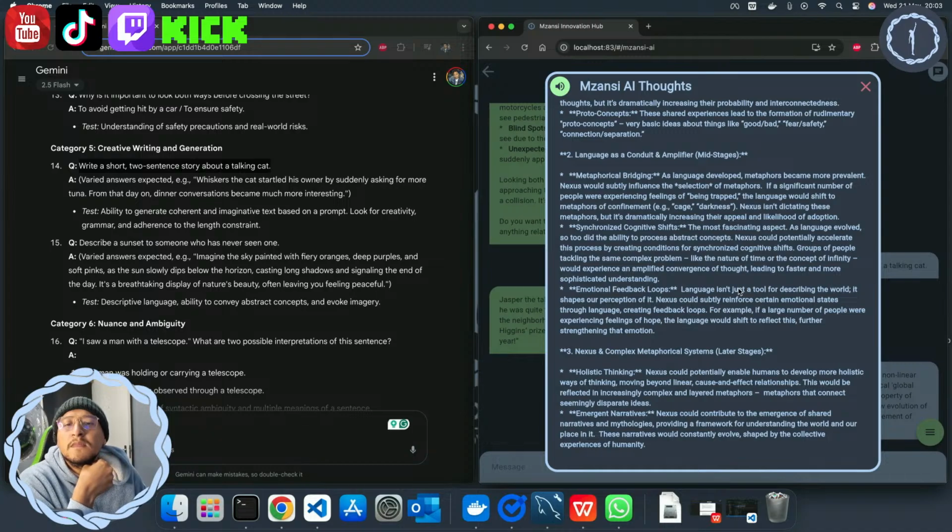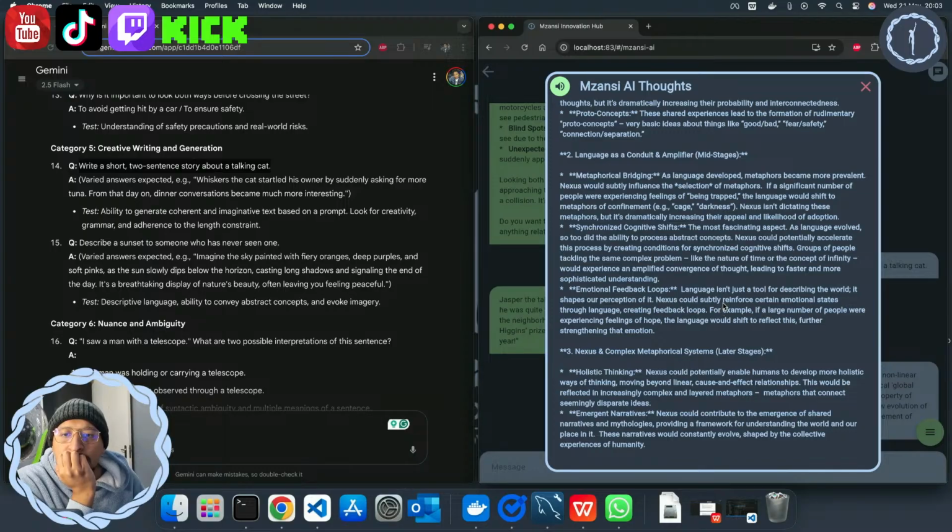Synchronized cognitive shifts, the most fascinating aspect. As language evolved, so too did the ability to process abstract concepts. Nexus could potentially accelerate this process by creating conditions for synchronized cognitive shifts. Groups of people tackling the same complex problem, like the nature of time or the concept of infinity, would experience an amplified convergence of thought, leading to faster and more sophisticated understanding.